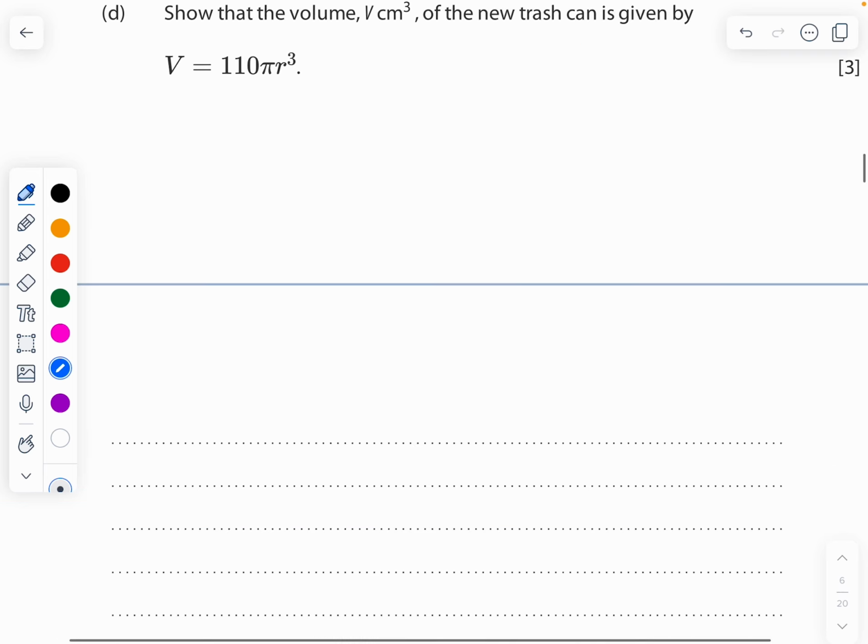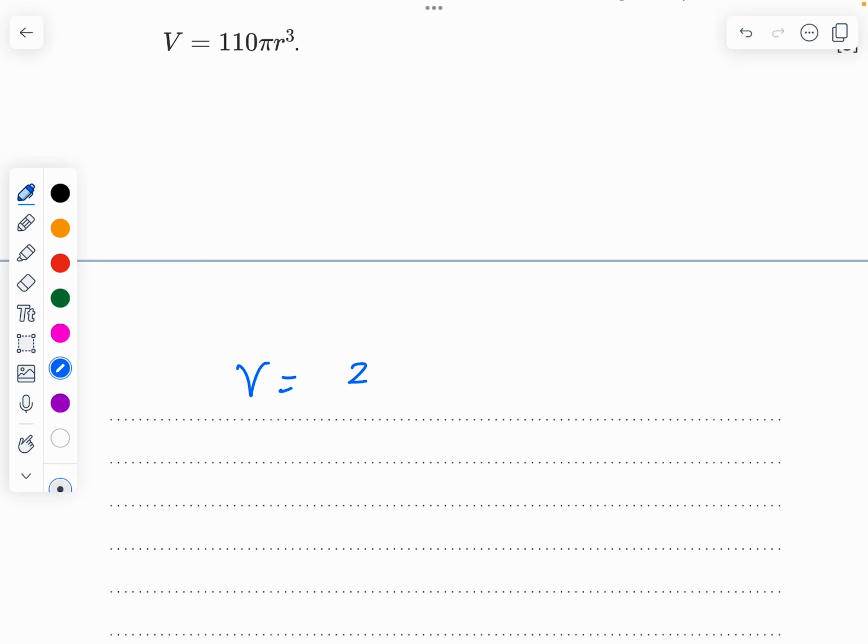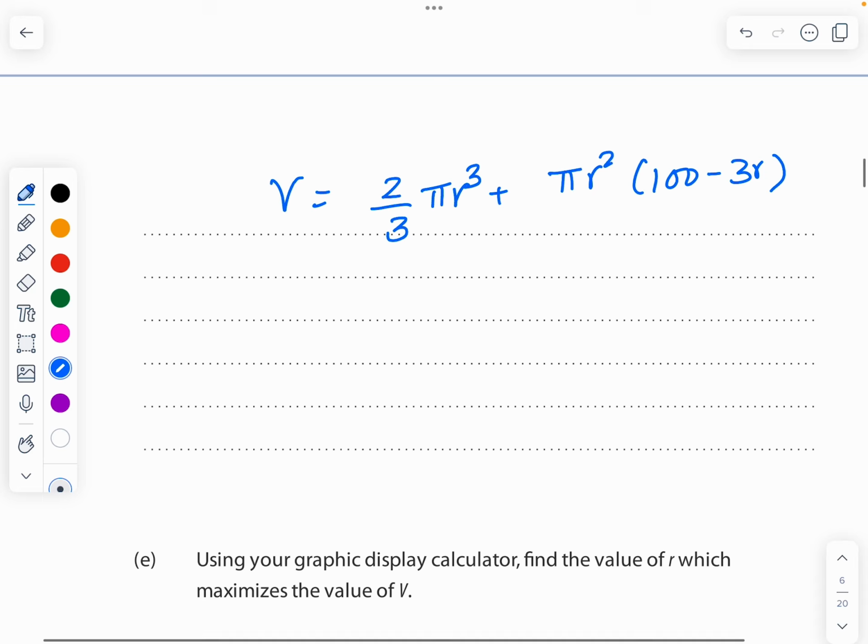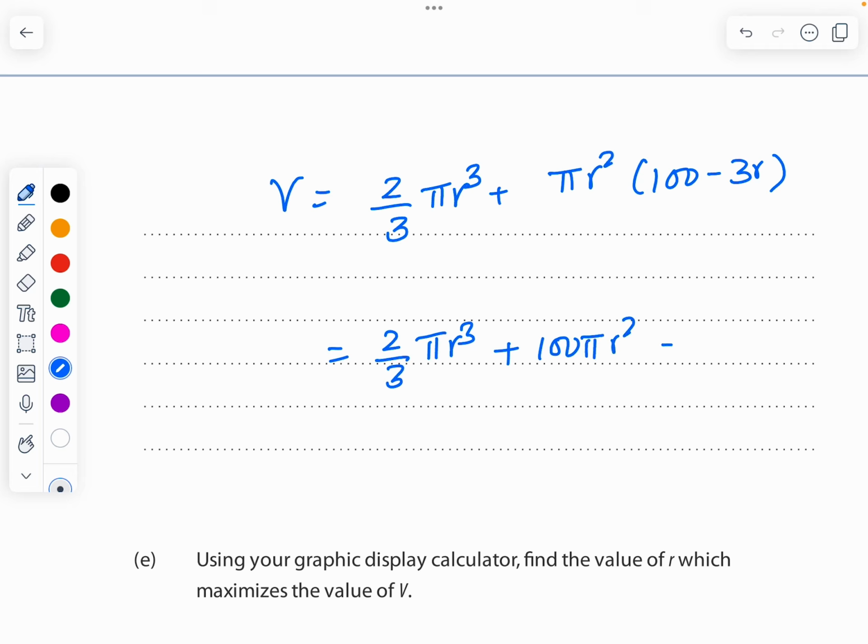So volume is given by 2 upon 3 pi r cubed plus pi r squared h. Here h is 110 minus 3r. So when I simplify that one, I'll be getting 2 upon 3 pi r cubed plus 110 pi r squared minus 3 pi r cubed. Simplify that, we should be getting 110 pi r squared minus 7 upon 3 pi r cubed.